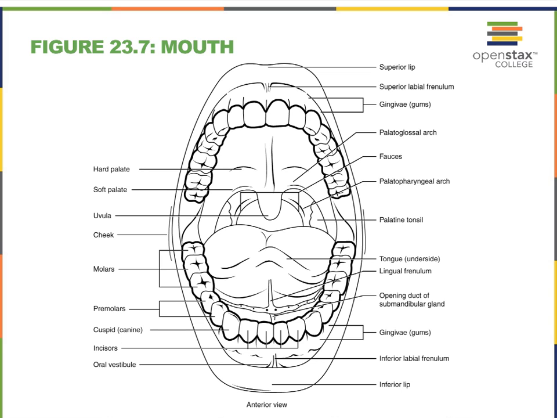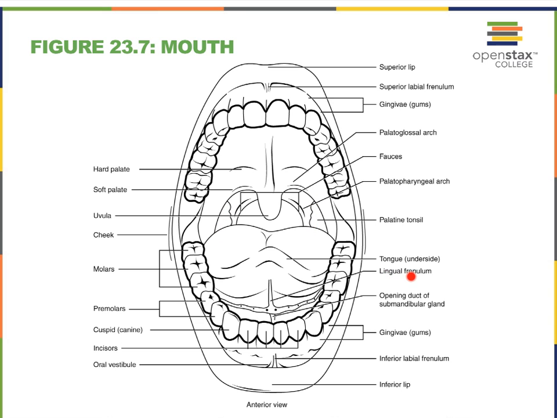You'll also see these structures referred to as frenulum. So we have a superior labial frenulum, labial always referring to the lip. A frenulum is a structure that anchors another structure. So for instance, the superior labial frenulum anchors our superior lips to our gums essentially. And remember the term gingivitis, inflammation of the gums. So gingivae refers to the gums. Don't forget your palatine tonsils located in the oral cavity.